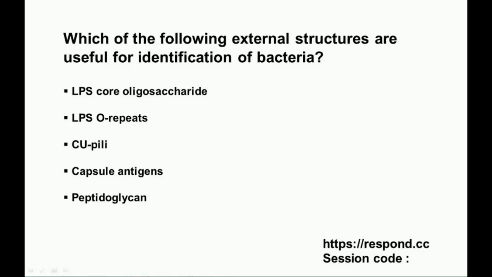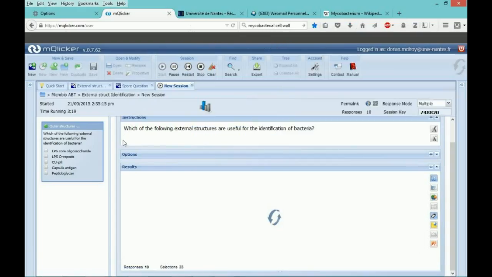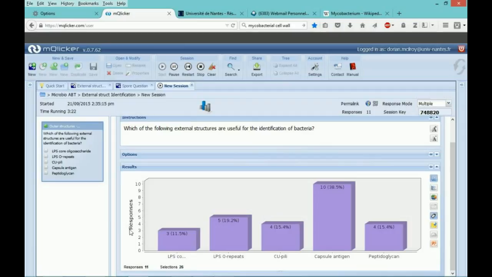Right, I've got about 10 answers here, so let's have a look and see what you've been saying. These are the answers so far. Okay, for the core antigen, most people said no. Some people said the O repeats, some people said peptidoglycan. Everybody said capsule antigen, correct. K antigen, that's right. That's important for identification. The other correct answer is this one, the O repeats, the O antigen, the repeated structure. That's correct.